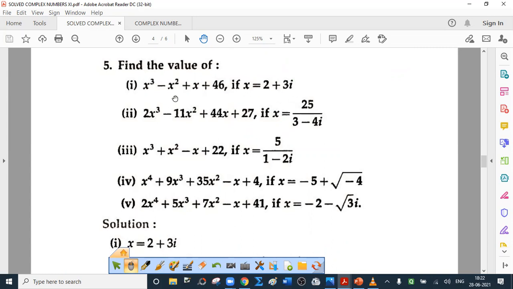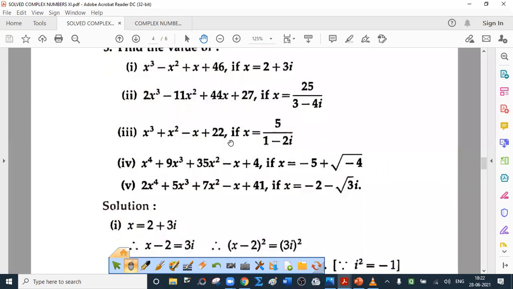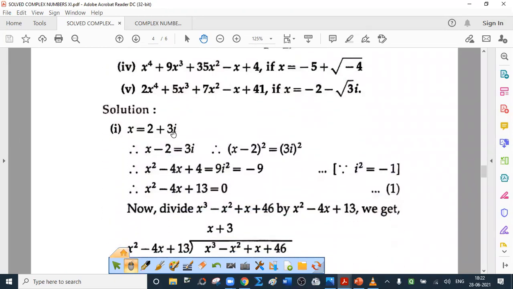Replace every x by 2 plus 3i. Yes, that method is correct. But if it is x raised to 6 or x raised to 7, will you find 2 plus 3i raised to 7? No. So we are going to discuss a shortcut method. Let me explain. This type is important from the exam point of view.